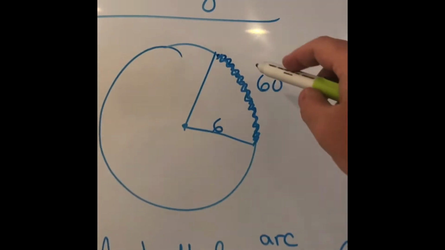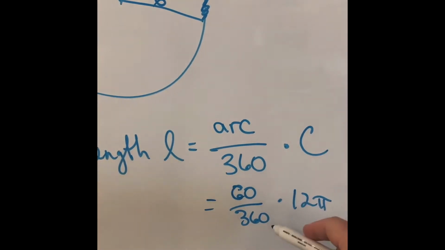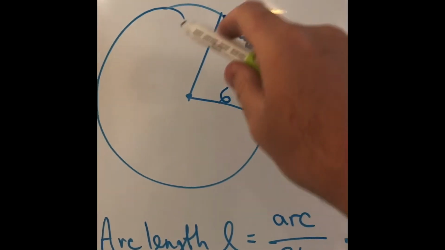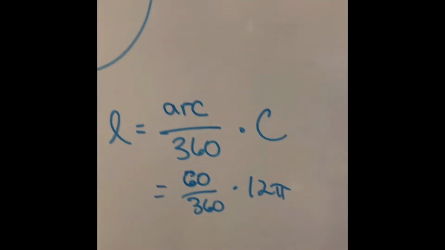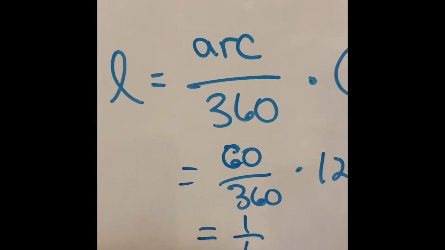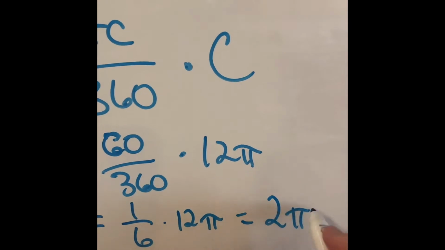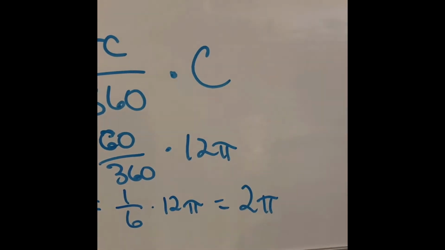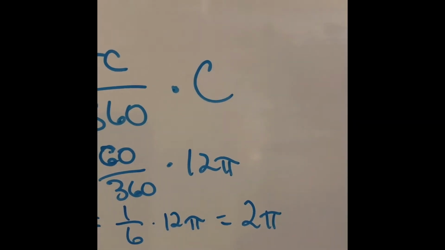So in this case, my degree measure is 60. So that's 60 over 360. And then I would multiply that by the circumference of the circle, which is 2 pi r, so that would be 12 pi. Now, if I look to reduce this, this is 1/6 times 12 pi, which just ends up being 2 pi. Now, you can leave your answer like that, or you can take 2 times 3.14, and if they're asking for the decimal answer, you can give that instead. I'll be okay with either one.